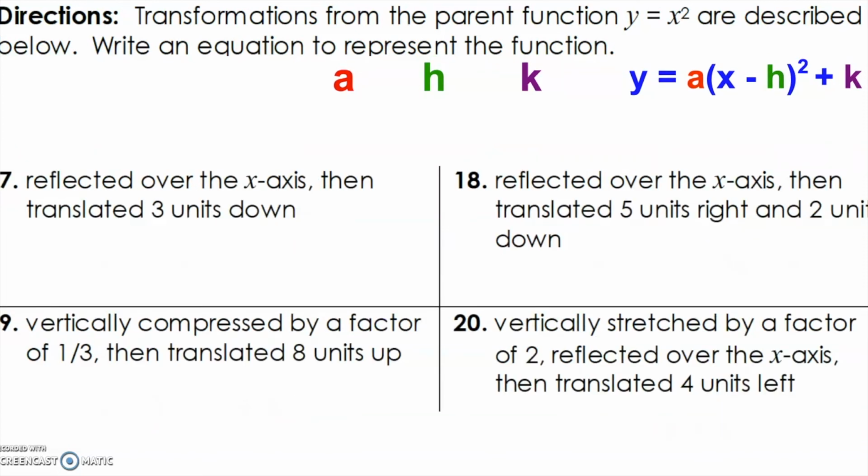Alright, in these next few examples, I have a reflection over the x-axis, then translated 3 units down. So a reflection over the x-axis is going to affect a. How is it going to affect a? Well, it's going to make sure it's negative. If we have that reflection, that means our a value is negative. 3 units down, I'm going to use my k value for that. So a is now going to be negative 1, and k is going to be a negative 3. h remains 0 from the parent function.